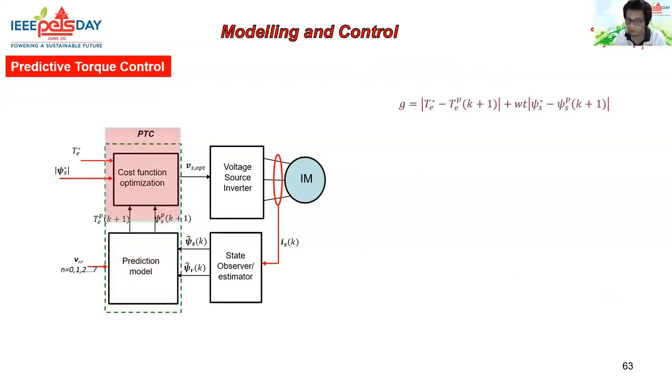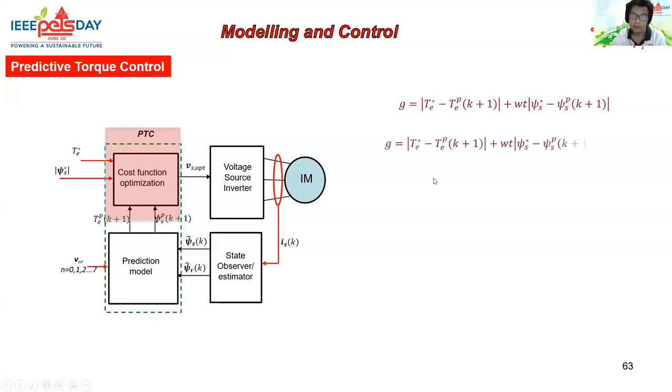Now, the cost function is very, very powerful because you can actually add terms to it. The simplest one, for example for this PTC, is where you want to minimize the error between the torque reference and the predicted torque, and you also want to minimize the error between the flux reference and the predicted flux value. WT there is a weighting factor, because these two variables are of different units, so you have to have that weighting factor to emphasize which one is more important than the other. This is the most basic cost function for this PTC to minimize that error.